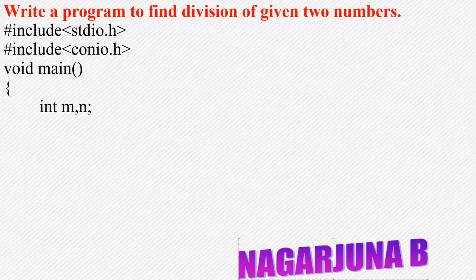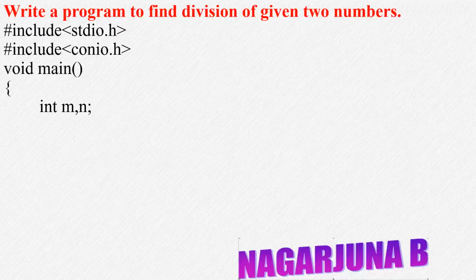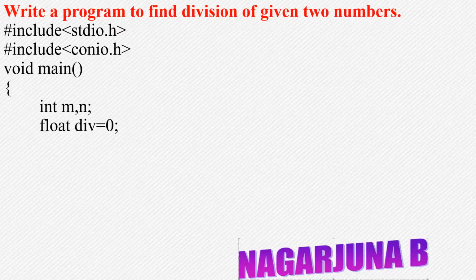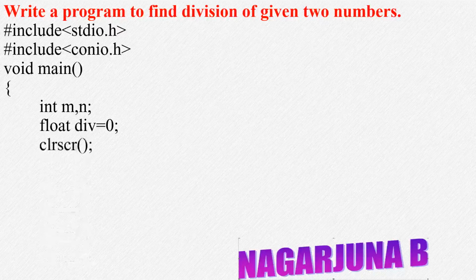Another variable I require to store the division value, and I will declare that variable of type float space div equal to 0, semicolon. Here I have initialized the value of div to 0. Whatever value we are going to get after division will be stored in the variable div. After that, clrscr, open bracket, close bracket, semicolon.